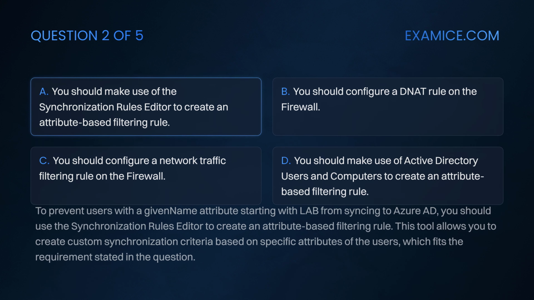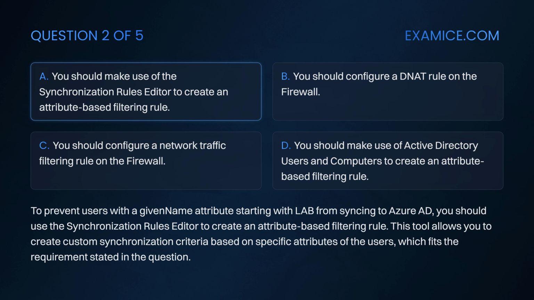To prevent users with a given name attribute starting with lab from syncing to Azure AD, you should use the synchronization rules editor to create an attribute-based filtering rule. This tool allows you to create custom synchronization criteria based on specific attributes of the users, which fits the requirements stated in the question.